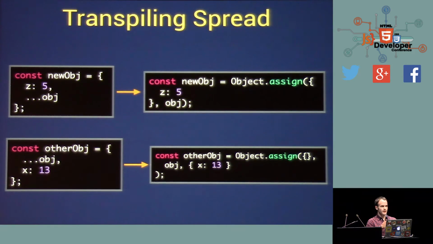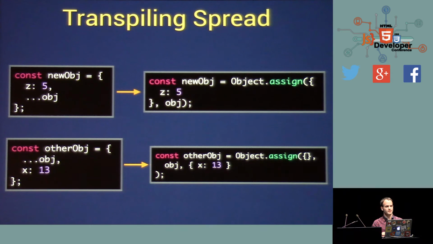I mentioned earlier this was syntactic sugar for Object.assign, just so you can see kind of how this would transpile. That first one where I set z equal to 5 and then I spread out object, it's as if I'd called Object.assign on an object with z set to 5, and then for the second argument I passed in object. If you've not seen Object.assign, if you've used lodash or underscore, it's just like the extend or assign function, where it's just combining all these object properties into one.